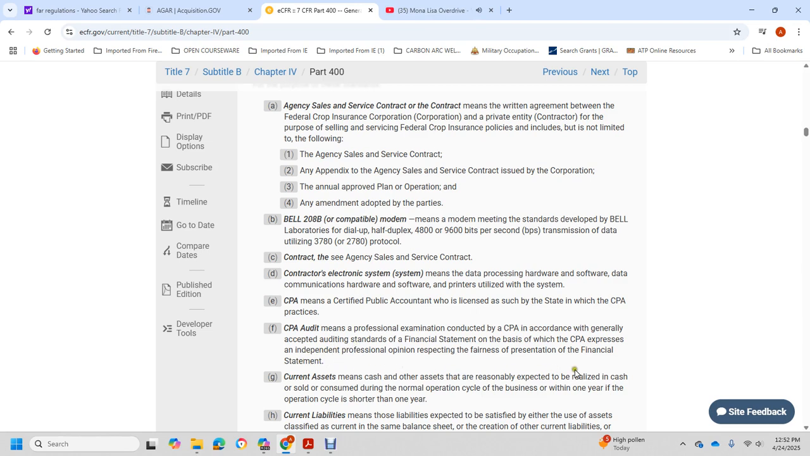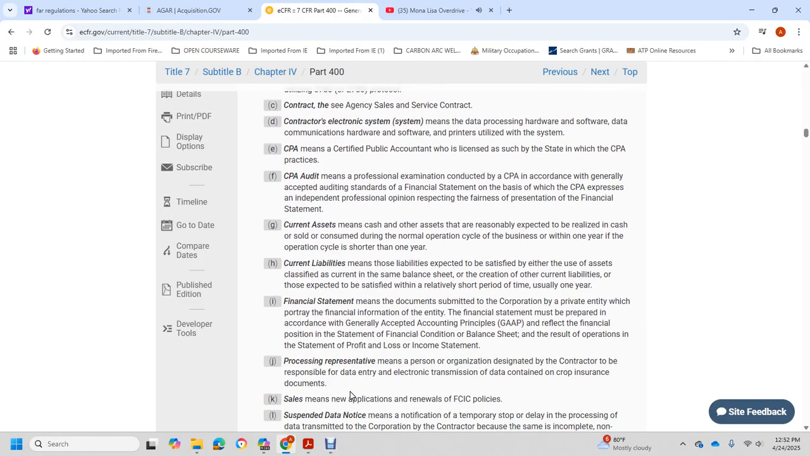Current asset means cash and other assets expected to be realized in cash or sold or consumed during the normal operating cycle of the business, within 1 year. Current liability means a liability expected to be satisfied with the use of current assets, classified in the same balance sheet, or the creation of other current liabilities expected to be satisfied within a relatively short period of time, usually 1 year.